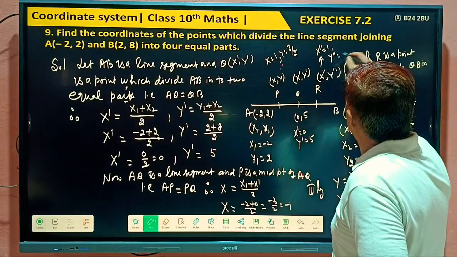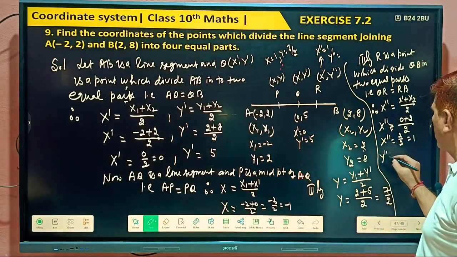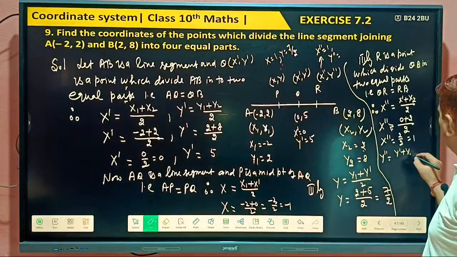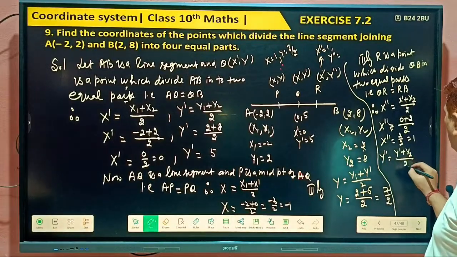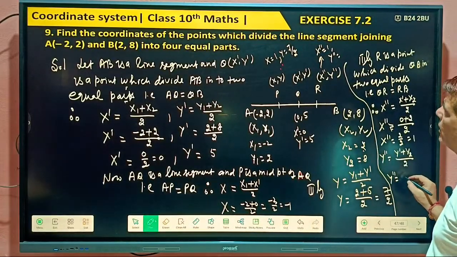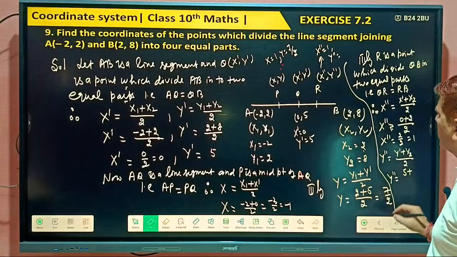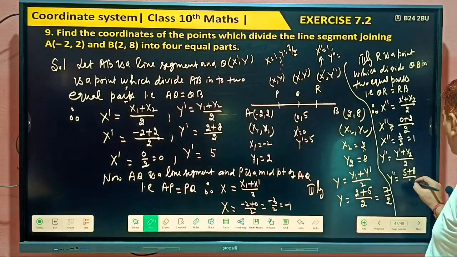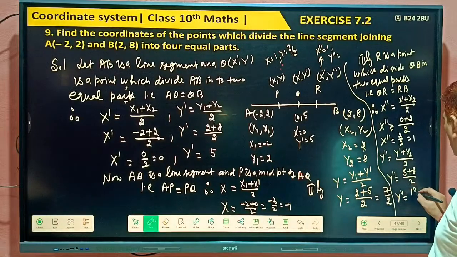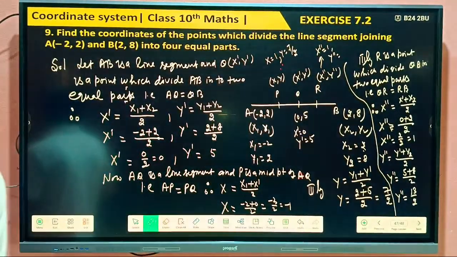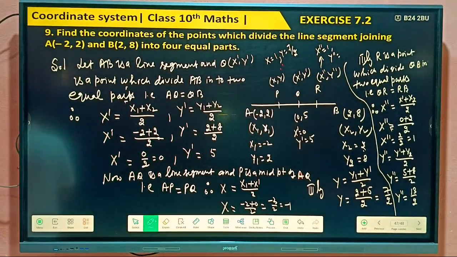And y double dash is equal to y dash plus y2 by 2. So y double dash is equal to y dash is 5 plus y2 is 8, by 2. So y double dash is equal to 13 by 2. So I told each and everything about this question number 9.